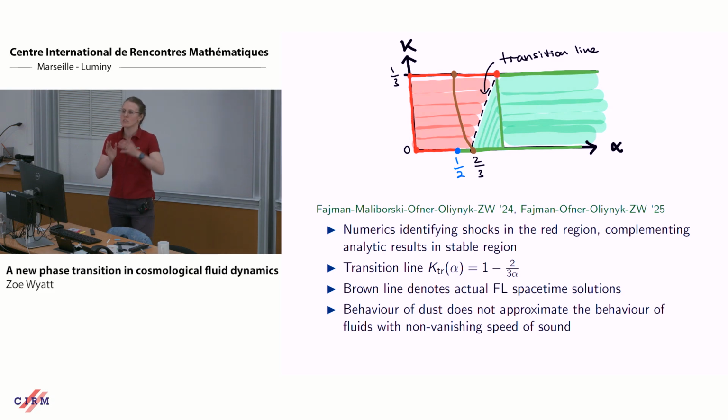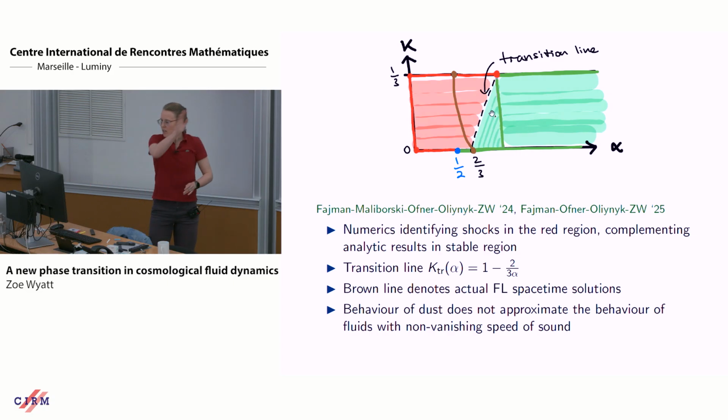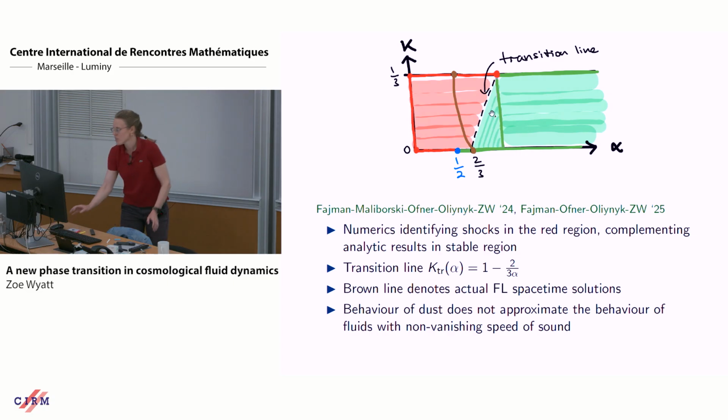So let me remind you that this is this early epoch in our universe. What we found is a transition line, which I've denoted here by this black dotted line, which is quantitative, it has a specific formula. And what we could find is that on one side of this dotted line, in this region here in green, we could prove analytically that shocks do not develop.